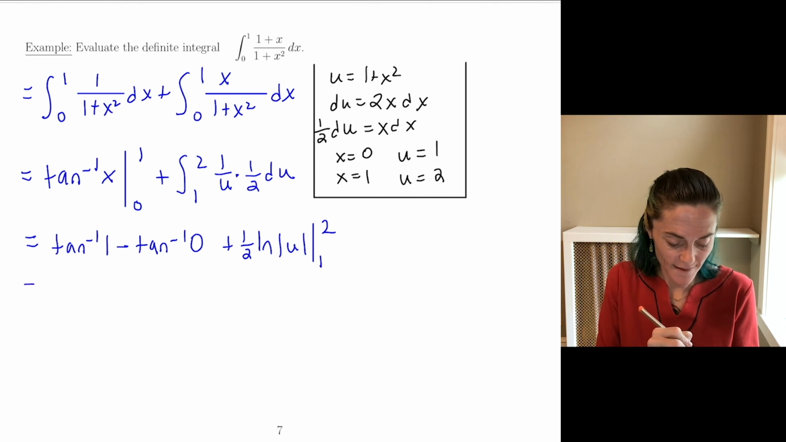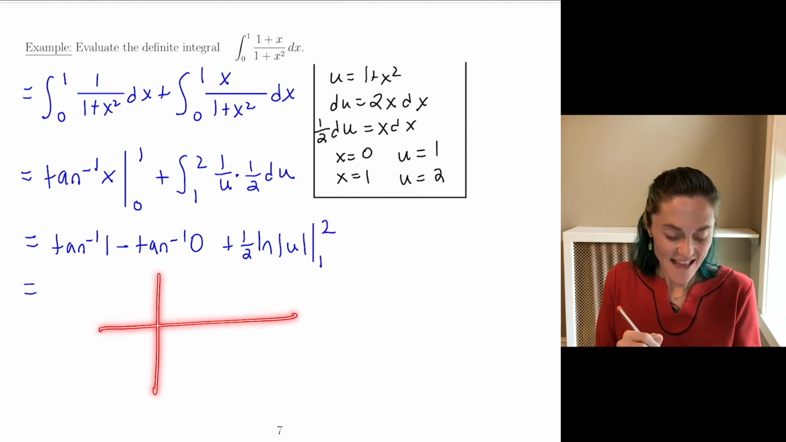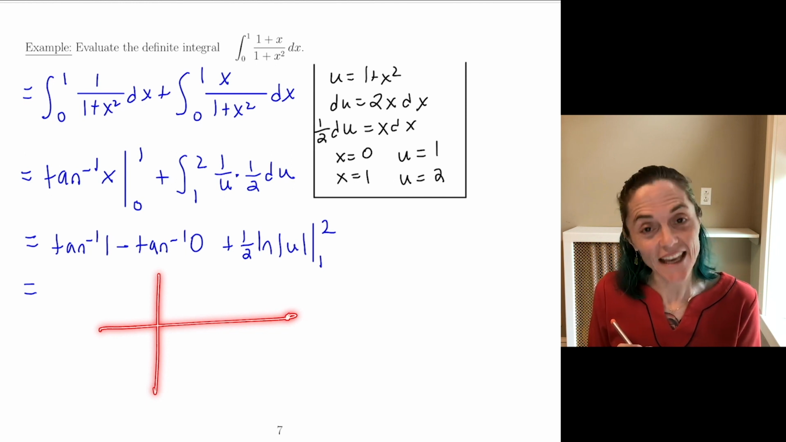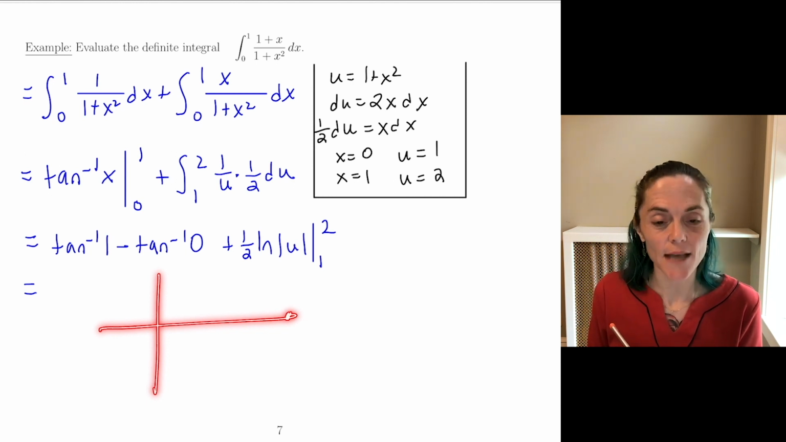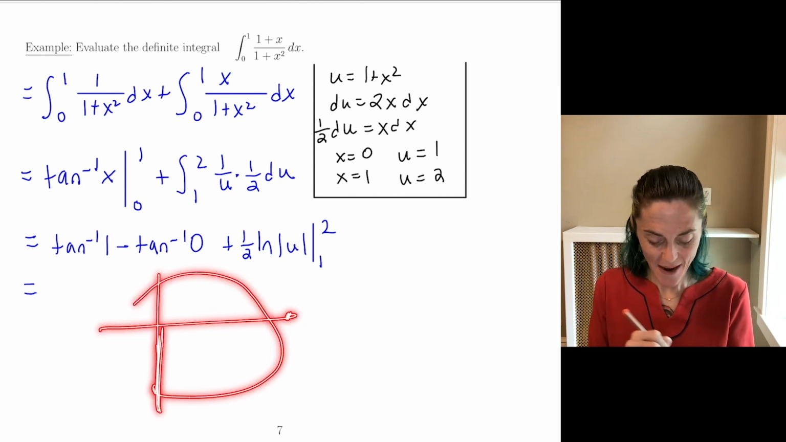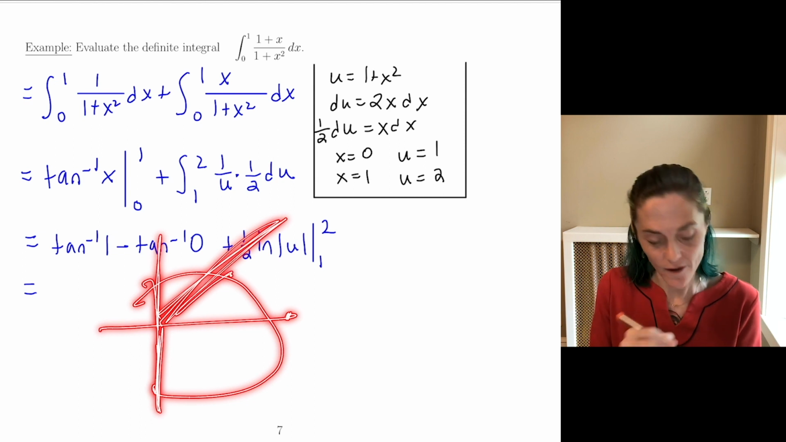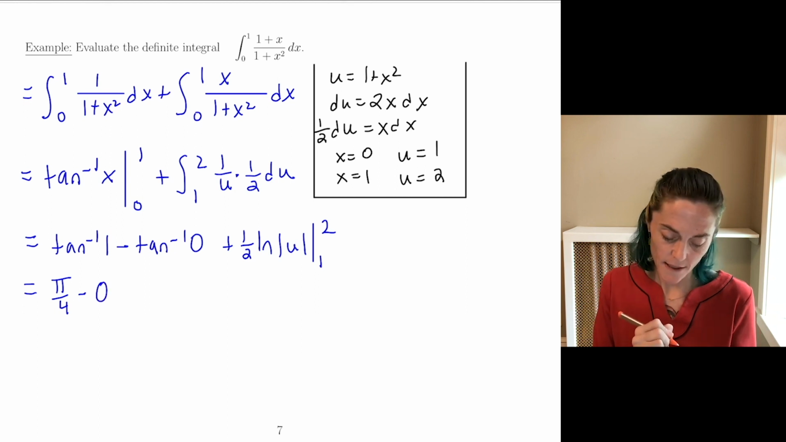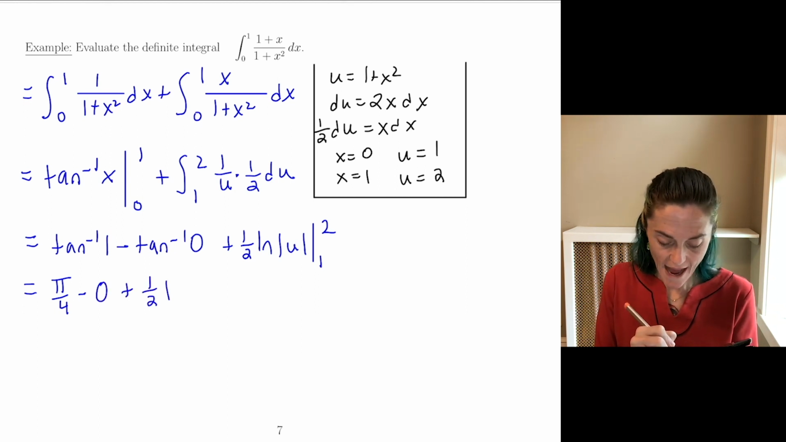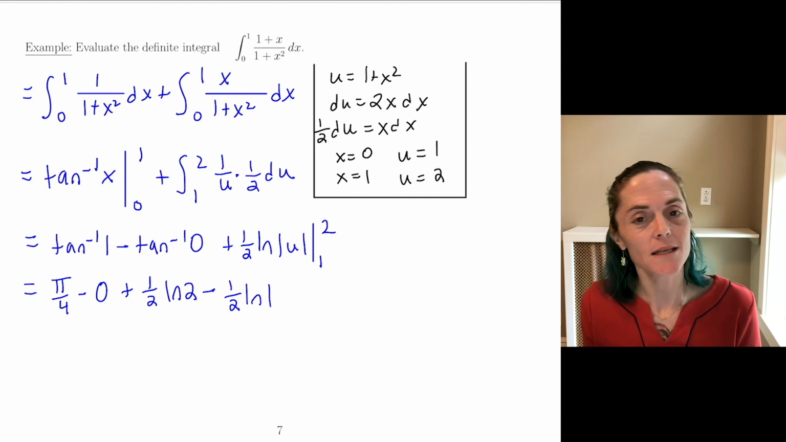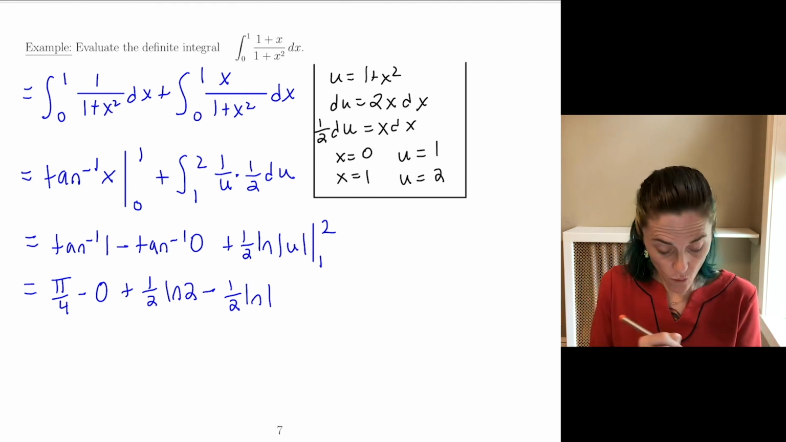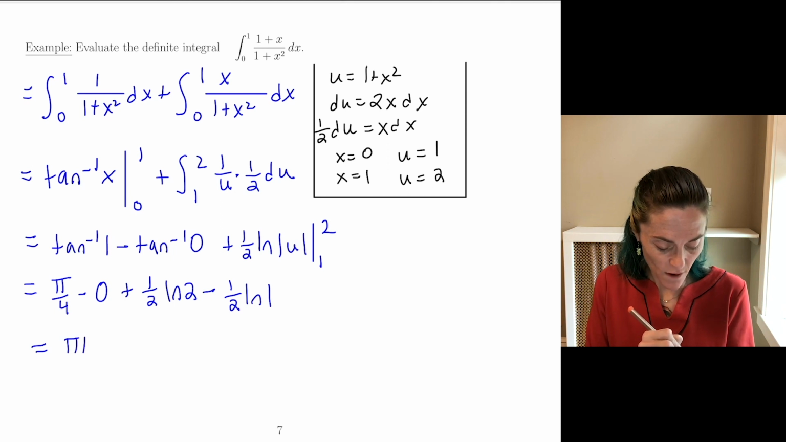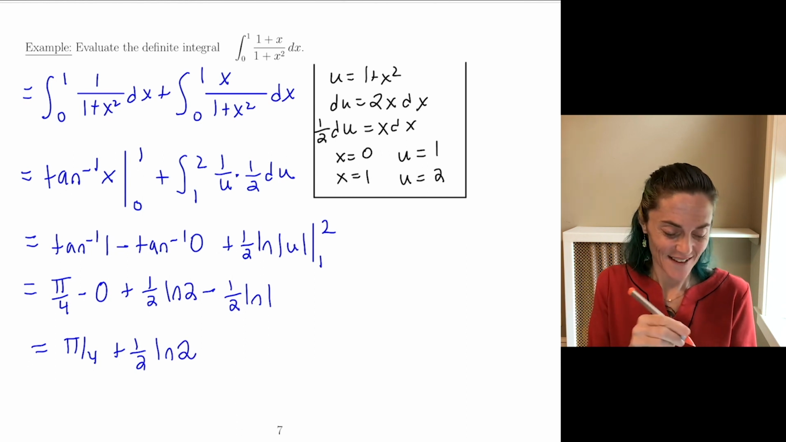Tan inverse of 1. Let's talk about it again. This says sine and cosine are equal. So sine over cosine is 1. Sine and cosine are equal, and the angle is between minus pi over 2 and pi over 2. This is here, pi over 4. We have pi over 4. Tan inverse of 0 is 0. Then we have 1/2 ln 2 minus 1/2 ln 1. Now this simplifies slightly. Natural log of 1 is 0. So we are left with our final answer, pi over 4 plus 1/2 natural log of 2.